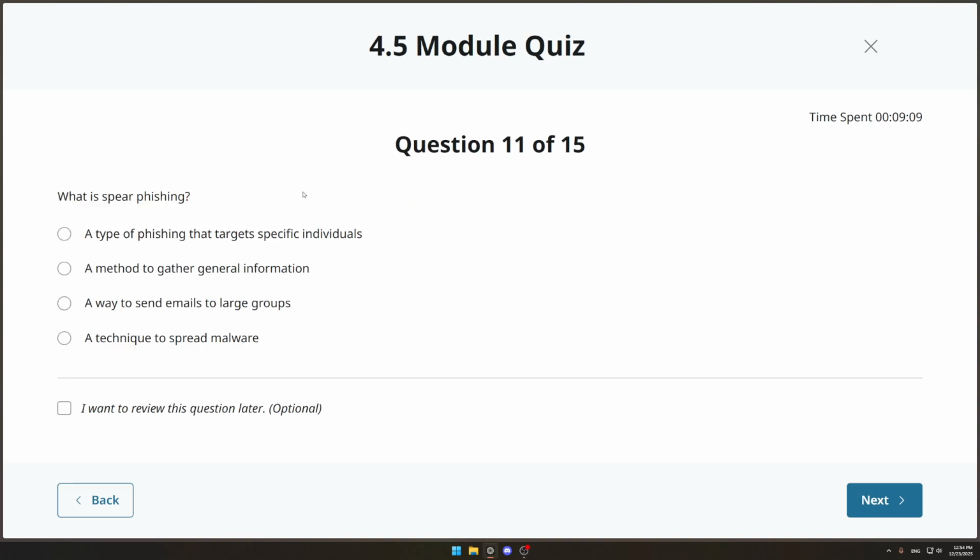What is spear phishing? It's a type of phishing that targets specific individuals. Typically, these individuals are a little more wealthy or have a little more value to target, or they are a little more gullible.